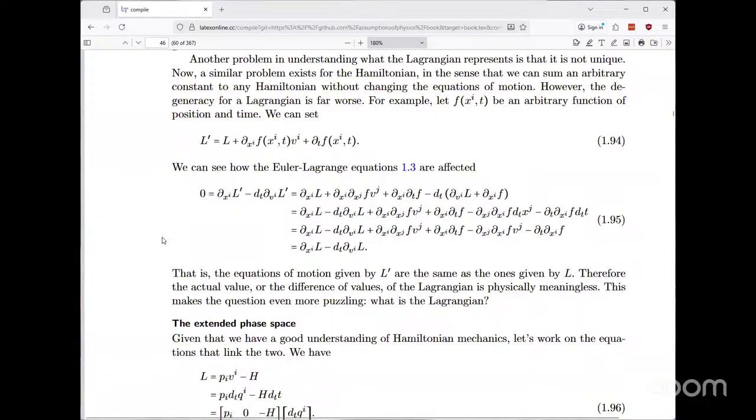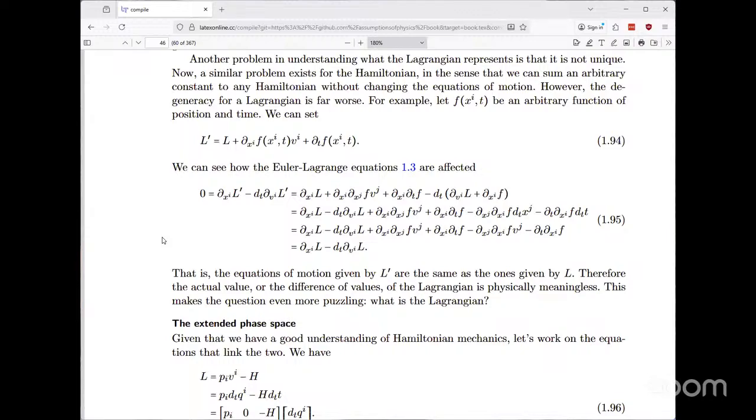Another problem in understanding what the Lagrangian represents is that it is not unique. Now, a similar problem exists for the Hamiltonian in the sense that we can add an arbitrary constant to any Hamiltonian without changing the equations of motion. However, the degeneracy for a Lagrangian is far worse. For example, let ξ(x,t) be an arbitrary function of position and time. We can set some Lagrangian L' equal to the original Lagrangian plus ∂ξ/∂x_i times v_i plus ∂ξ/∂t, equation 1.94.